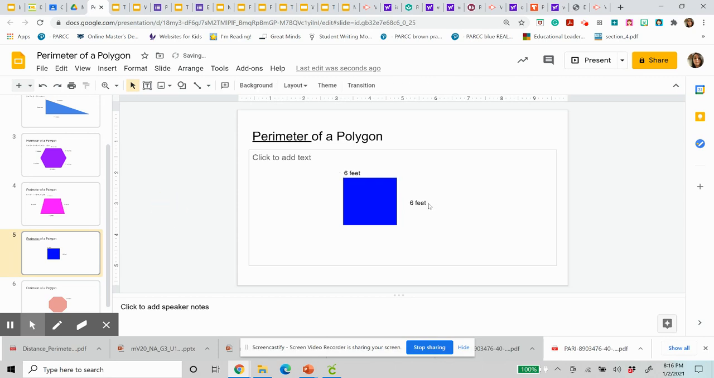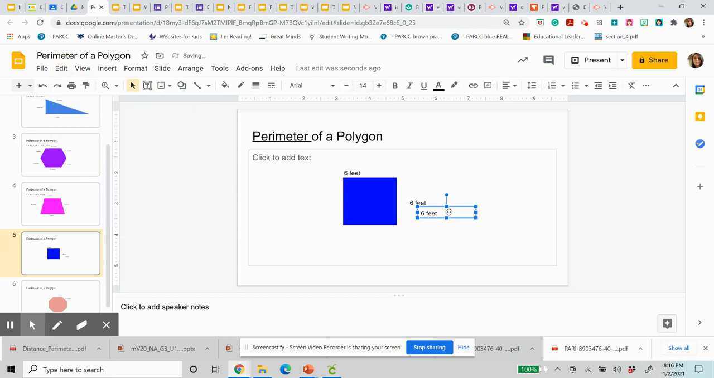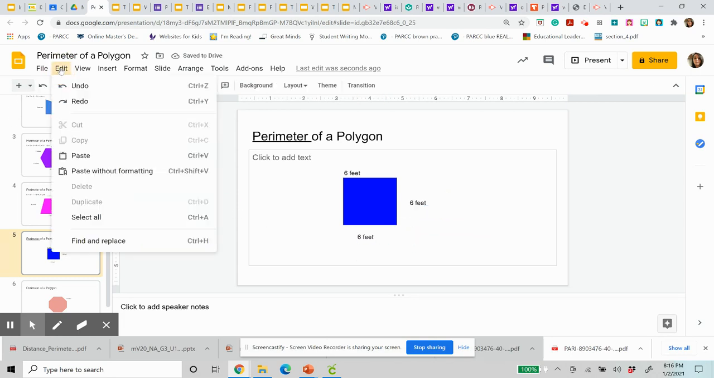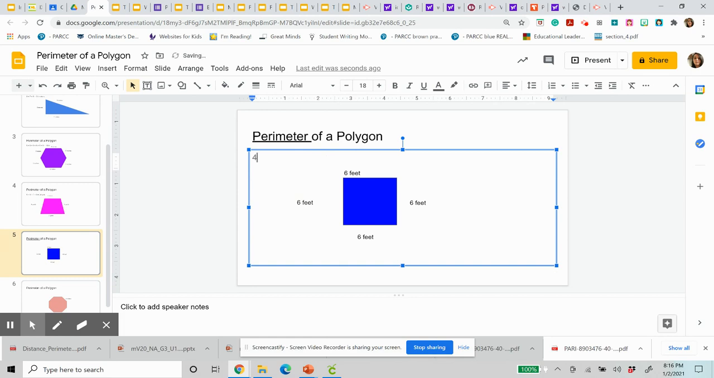So this would be 6 feet, 6 feet, 6 feet, 6 feet, right? Because this is a square, and we know that squares have all the same side measurements. So 6 plus 6 plus 6 plus 6, right? 4 sixes. Here's where your repeated addition comes in. If you know your multiplication tables, this is quick. You don't have to use your fingers because you know your multiplication tables. So 6 plus 6 plus 6 plus 6 is 6 four times.